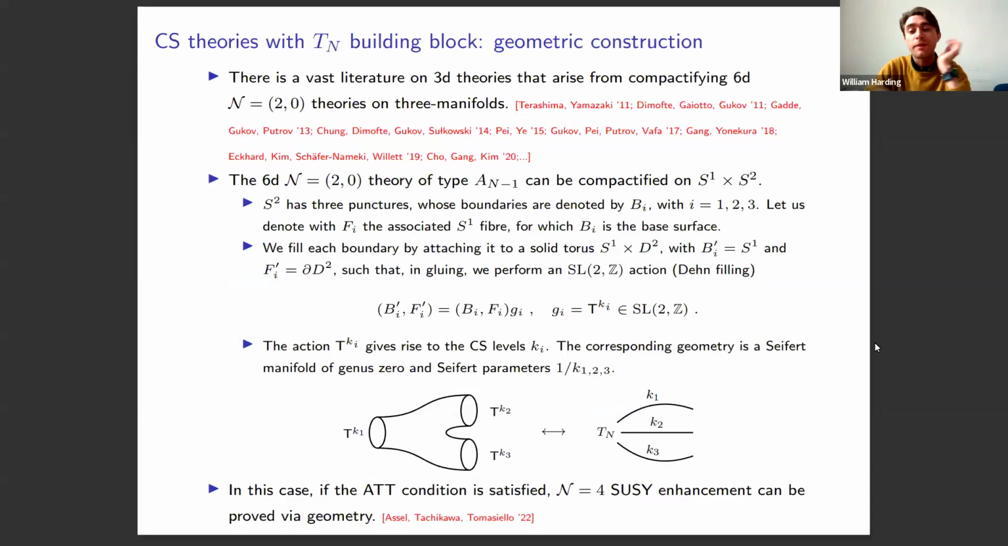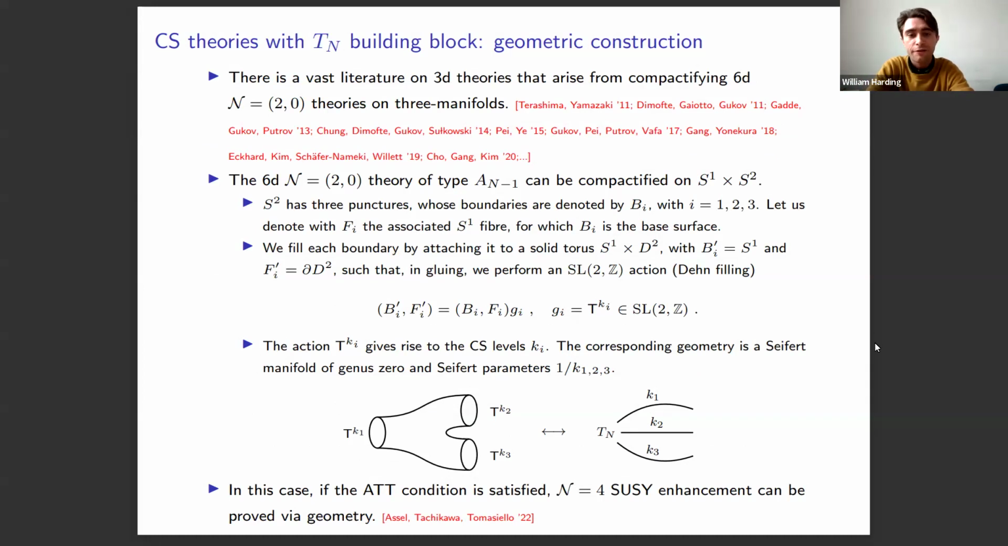Okay, so before giving a description of the field theoretic proof of this SUSY enhancement, let us look at the geometric picture. There is a vast literature on 3D theories that arise from compactifying 6d N=(2,0) theories on 3-manifolds, and we are interested in type A_{n-1}. This can be compactified on S1 times S2, where S2 has 3 punctures, whose boundaries are denoted by Bi with i equal to 1, 2, or 3.